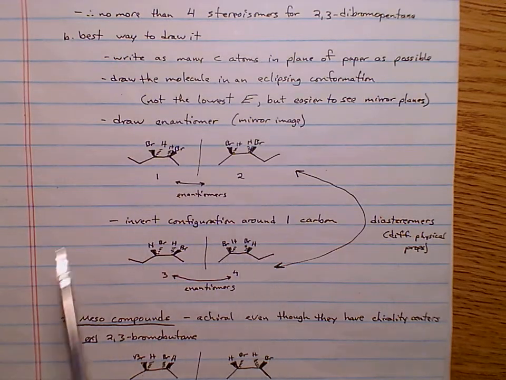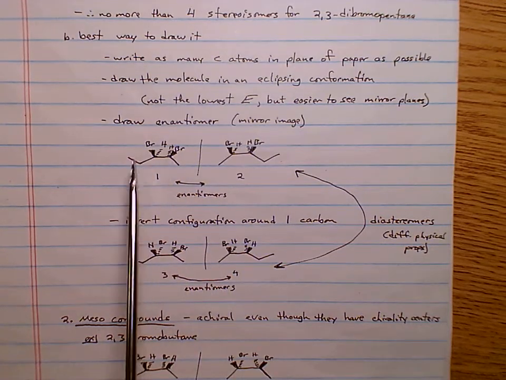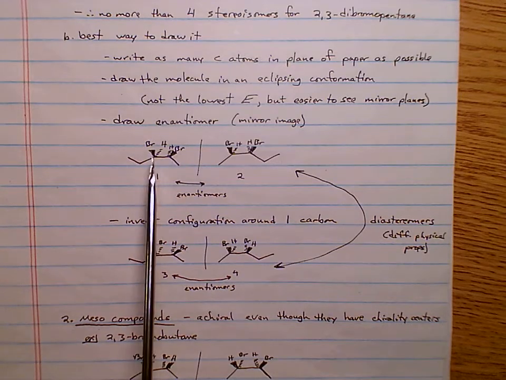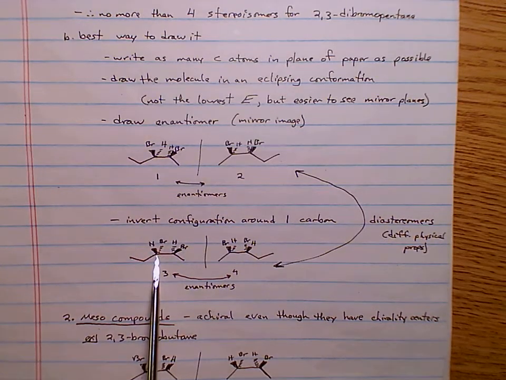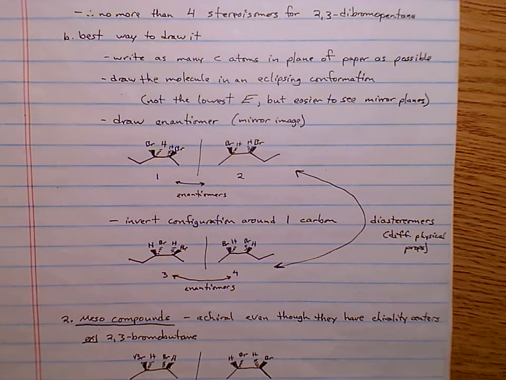If you had three chiral carbons, you'd switch two groups on all three chiral carbons. The way you make the diastereomer, if you have more than one chiral carbon, is just to switch two groups on one chiral carbon, but leave the other chiral carbon the same. All right.